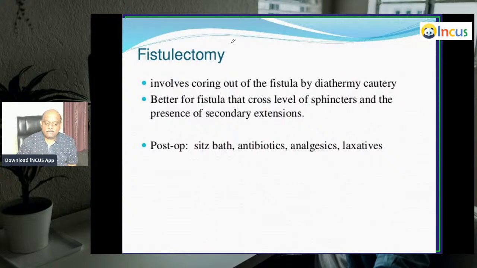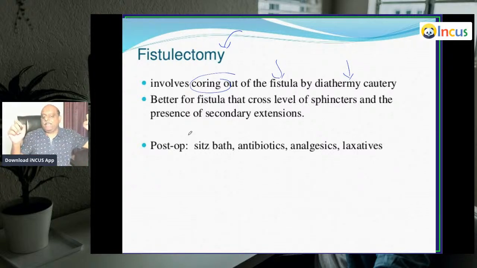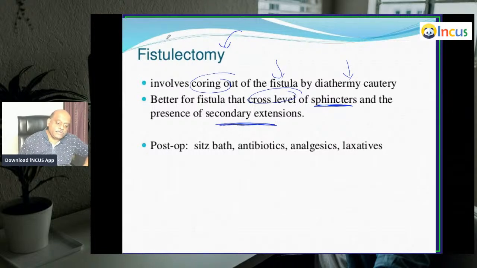Then comes the fistulectomy. In this, you are completely coring out the fistula by diathermy cautery. And when will you do fistulectomy? Whenever it is crossing the levels of sphincters with a lot of secondary extensions, then fistulectomy should be done.